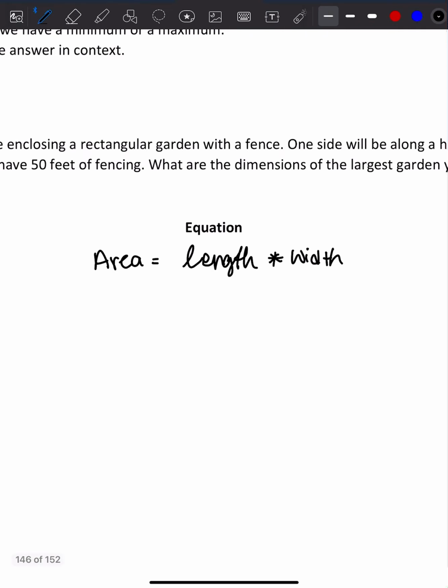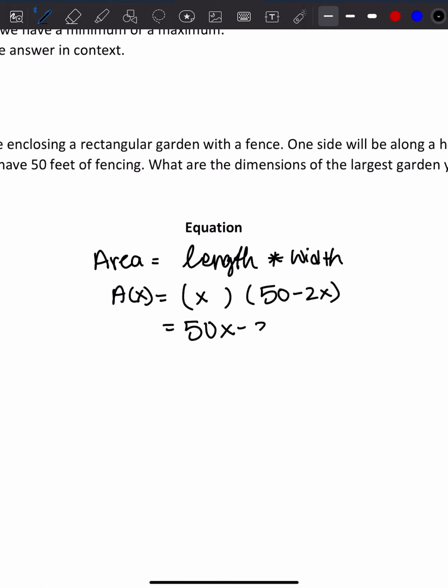So we have our length and our width. One side is equal to x, and the other side is 50 minus 2x. What we're going to do now is make our lives easier by multiplying that x out to both things. So 50x minus 2x squared. And this is the equation that we want to deal with.